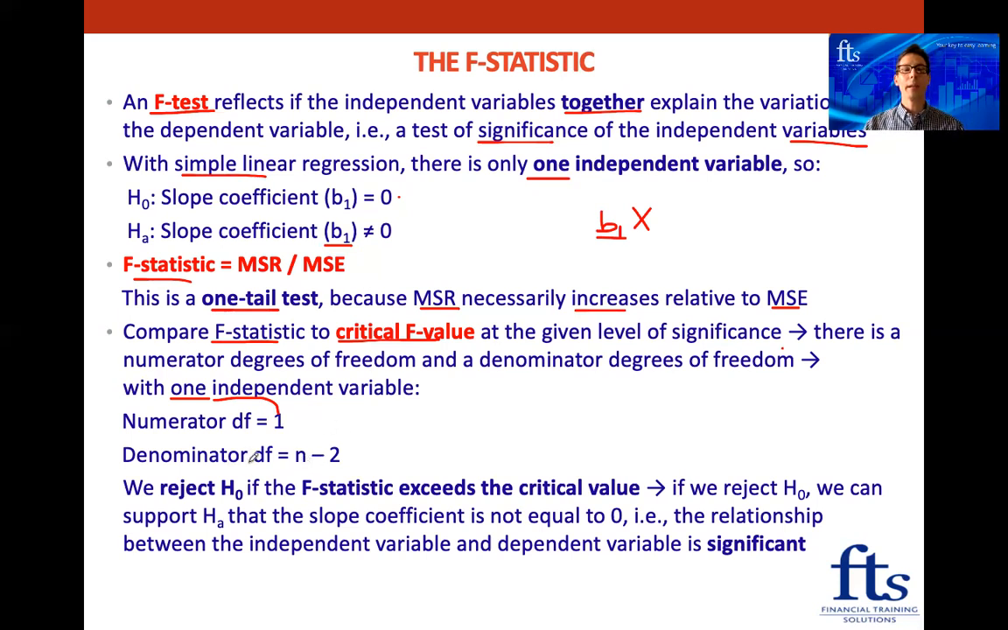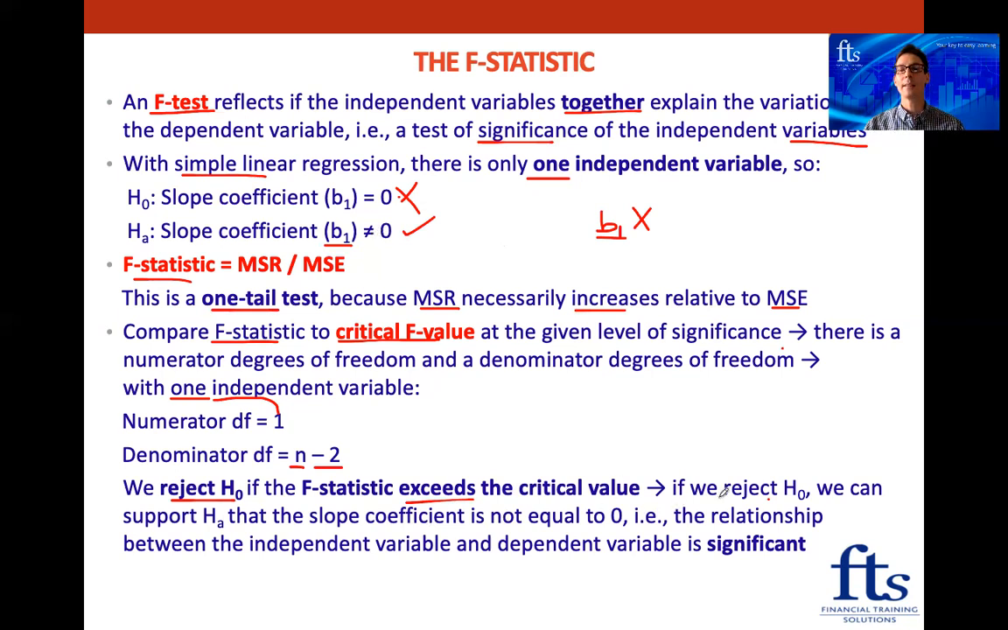So we're always going to use 1 degree of freedom for the numerator degrees of freedom. And then the denominator degrees of freedom is the number of observations minus 2. Why minus 2? Because we've got the intercept and we've got the 1 independent variable. So that's why it's n minus 2. So this is the deal. And this deal we know. So we're going to reject the null hypothesis if our F stat exceeds the critical value. If we can reject the null hypothesis, then we can support the alternative hypothesis that the slope coefficient is not 0.